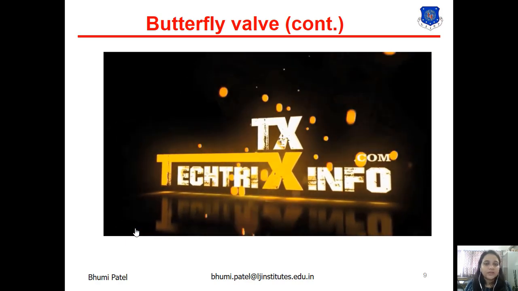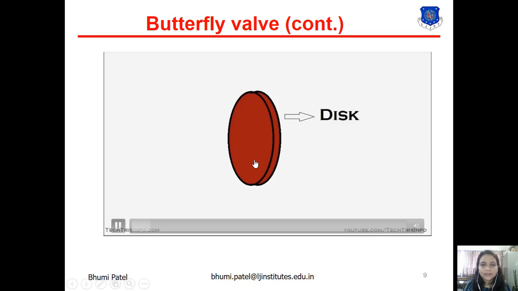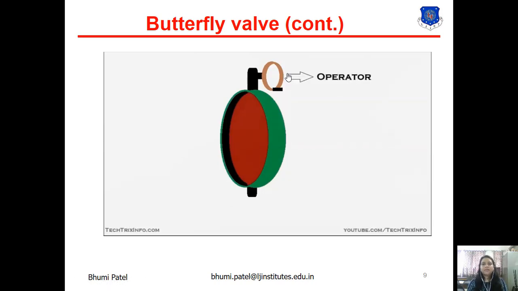Here you can see the basic construction of the butterfly valve. This is the disc, and this is the hinge connected to the disc, and this is the body of the butterfly valve, and this is the operator controlling device. So this is the actual butterfly valve connection.